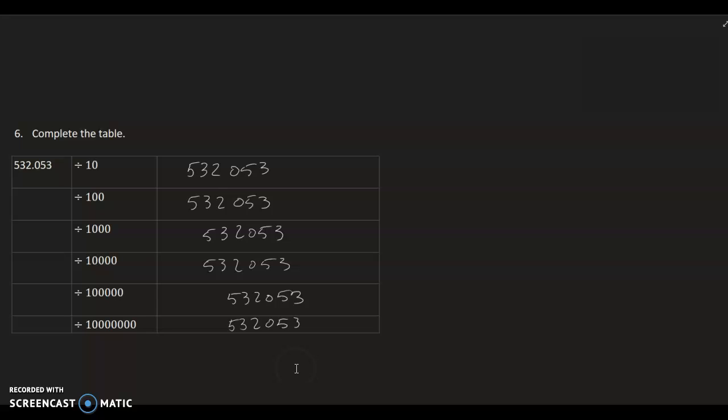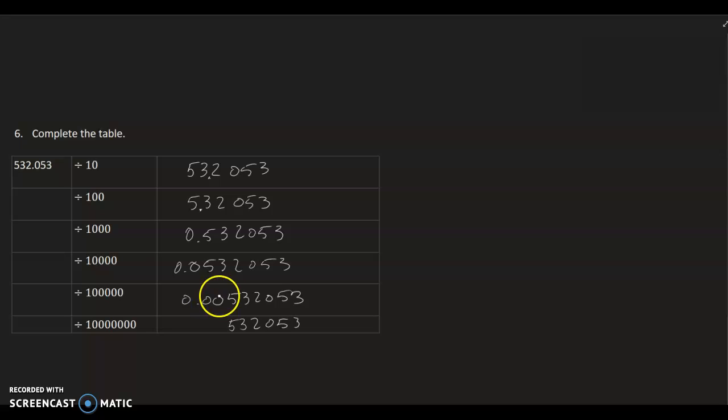All right, so for this first one, 532 and 53 thousandths divided by 10, the decimal point is going to move to here. It's going to be behind the 3. If I divide it by 100, it's going to be behind the 5. If I divide it by 1,000, it's going to move one more place, so it's going to be in front of the 5. If I divide by 10,000, it's going to be 2 places to the left of the 5. So it's going to be 0.05 and then the rest of the number.